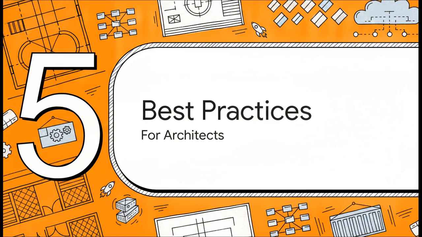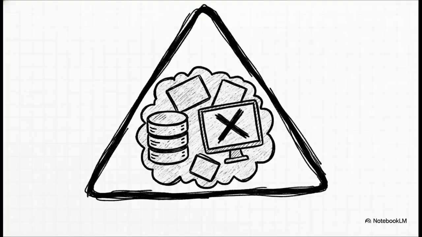Finally, Section 5, Best Practices for Architects. How do we actually build for this? First, let's talk about what not to do. There are some very common, frequent operational blunders that will absolutely tank your application's scalability and resilience.